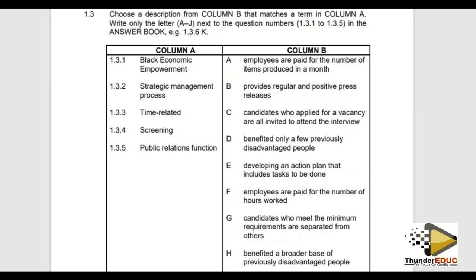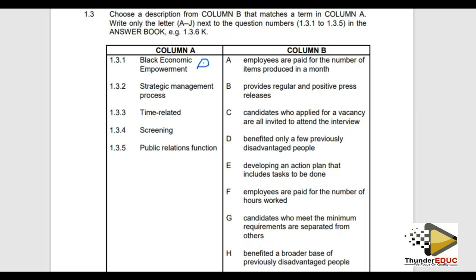For a typical example, if we check 1.3.1, we have Black economic empowerment. And Black economic empowerment, as I said in a previous question, was somehow benefiting only a few people who were disadvantaged. That is why I told you that broad-based Black economic empowerment came into existence, so as to fill up whatever gap was left by Black economic empowerment. So if you go through the options given, the appropriate option for 1.3.1 is D. So our appropriate answer here is D.